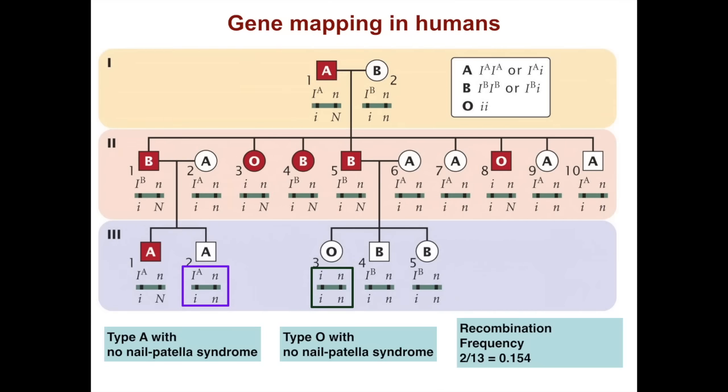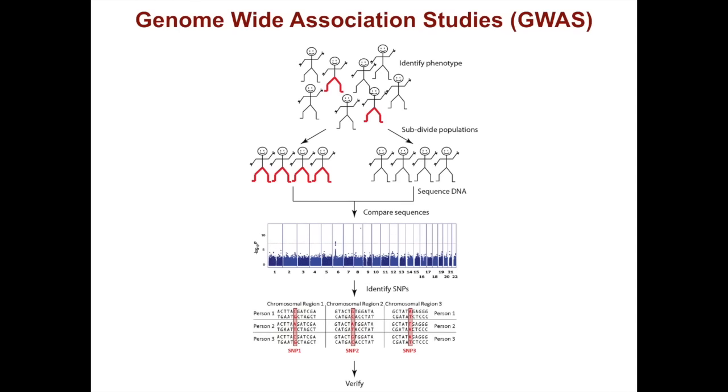Pedigree analysis is still an important tool in genetics for mapping human genes. There are also additional, more modern methods that can support these studies, such as genome-wide association studies. In these studies, you identify a phenotype that is occurring in a large group of people. So this is based upon large numbers of people. Then you subdivide the populations into those that are affected and unaffected, and then you sequence the DNA from these individuals that are either affected or unaffected, and then you compare the sequences.